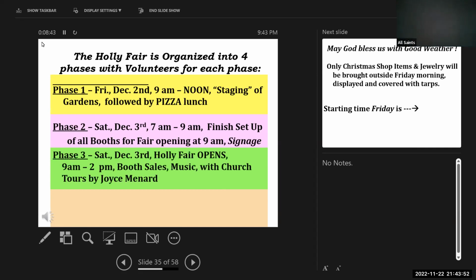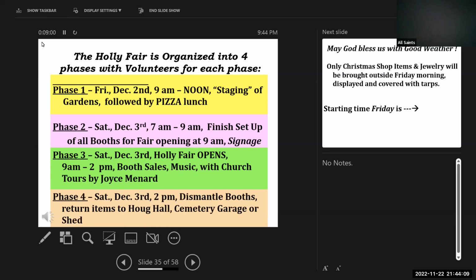And then the Holly Fair itself just runs from 9 to 2. The only difference is the silent auction in here will end at 1 o'clock so they can tally and find out who the winners are and make some contacts and things like that. And phase four is at 2 o'clock. There will be people here to help dismantle. And believe me, it doesn't take as long to put it all away as it does to put it all out.